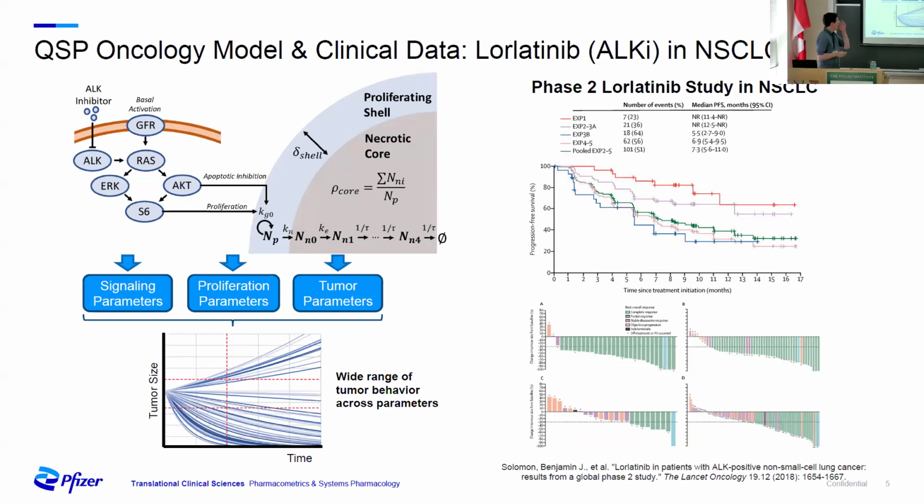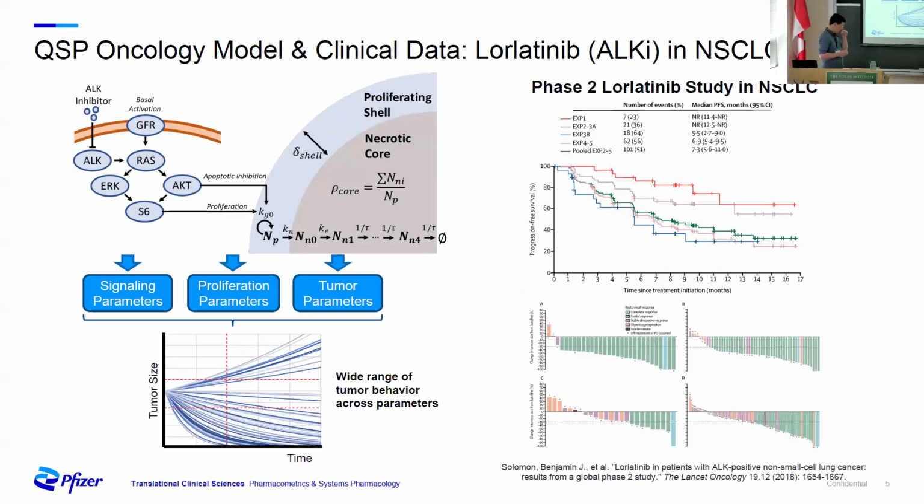Today I'm going to tell you a bit about context and framing of the problems that I want to present to this group. I'm going to talk a bit about our model of lorlatinib, an ALK inhibitor in non-small cell lung cancer. The model itself is a model of the signaling pathway here on the left. It has the drug effect on the signaling pathway. It's a simplified signaling pathway that is then linked to cellular proliferation and a clinical model, a shell and core model of tumor growth.